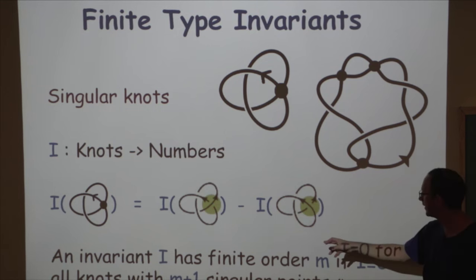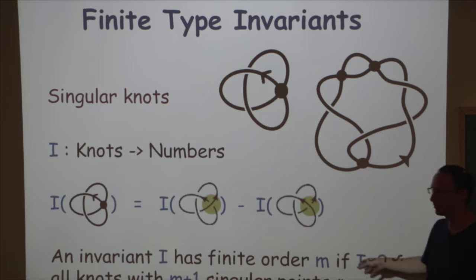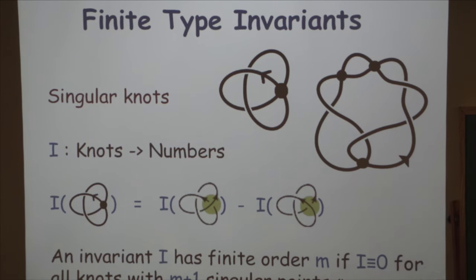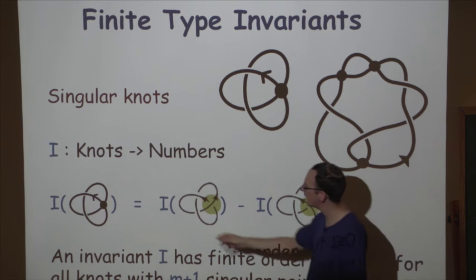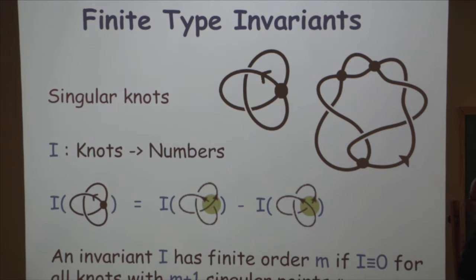So now what is a finite type invariant? We say that an invariant has finite order m if for singular knots with m plus one singular points, it vanishes. So one way to think about it is like functions and polynomials. This singular knot is like taking a derivative according to the singular point. And if you take the m plus one derivative of a polynomial of degree m, you get zero. So not all functions are polynomials, but some functions are polynomials. So again, some invariants are finite type. Some are known to be not of finite type, of course.